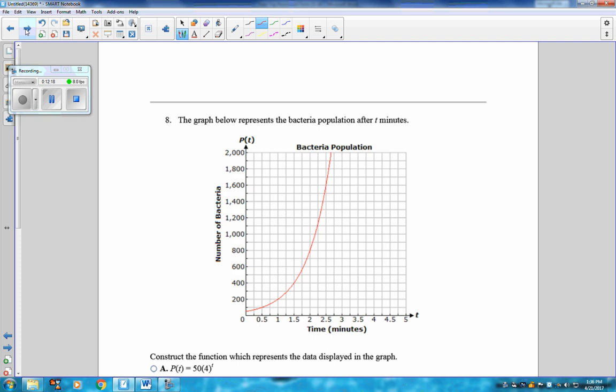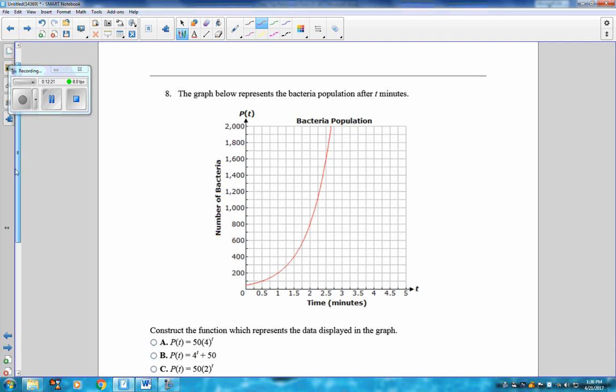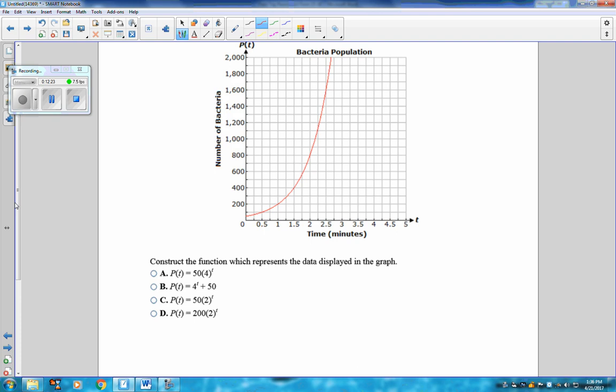Eight says the graph below represents the bacteria population after t minutes. Construct the function which represents the data displayed in the graph. So since this is an exponential growth, I'm going to have y equals a times b to the x power, where a is my initial start value and b is my common ratio. So if we look at our graph, I can see a point at 1, 200. And I see another point at 2, 800. So about right there.